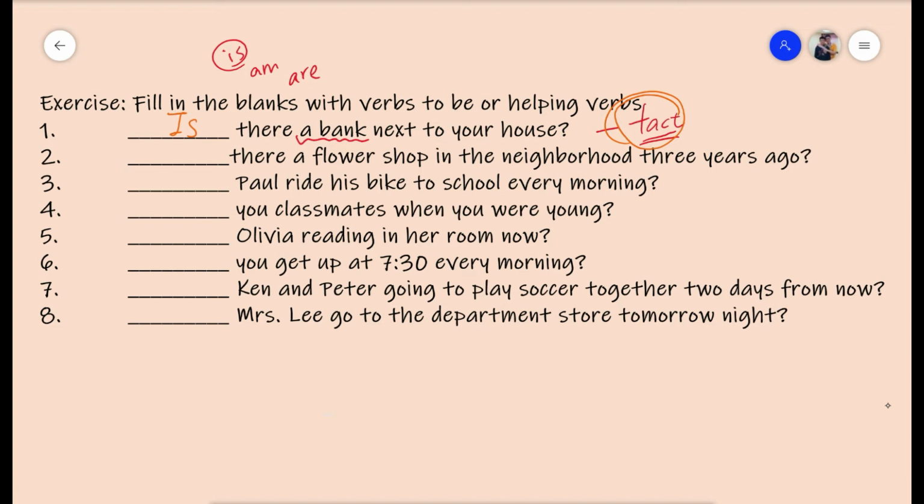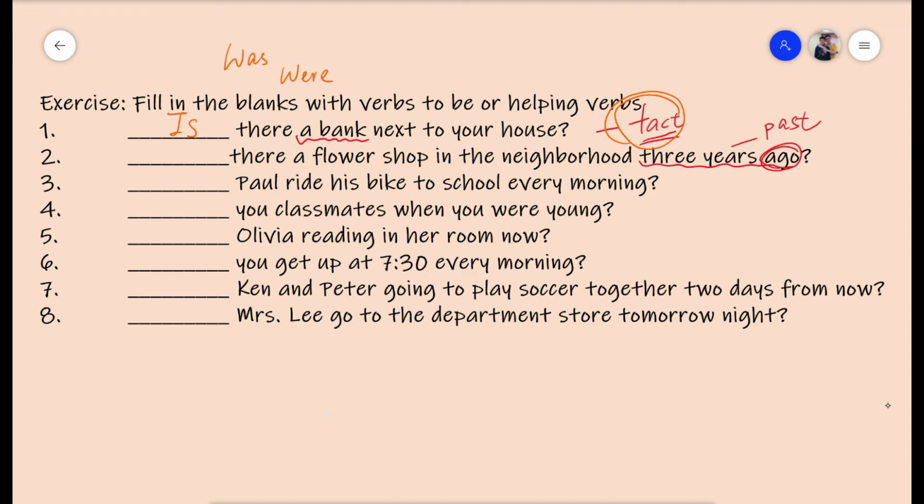So let's take a look at number 2. Number 2, the same. Let's look for the time marker. 3 years ago, you know that this is the past tense. Okay? Now look for the verb. Where is the verb? A flower shop in the neighborhood. There's no verb, so we have to use the be verb. Now the be verb in the past tense, there are 2. They're either was or were.